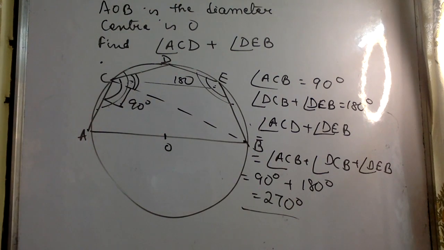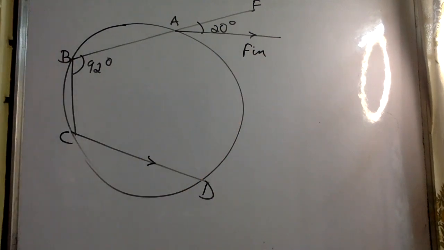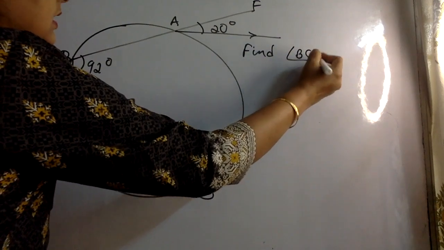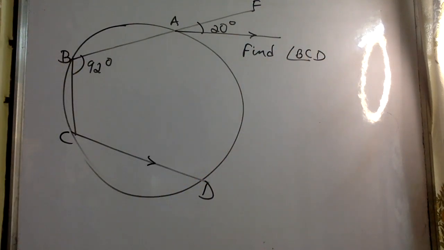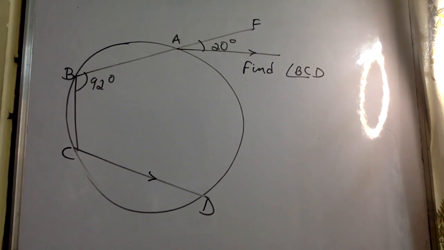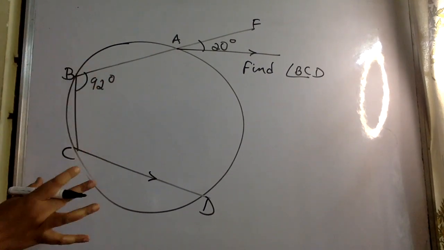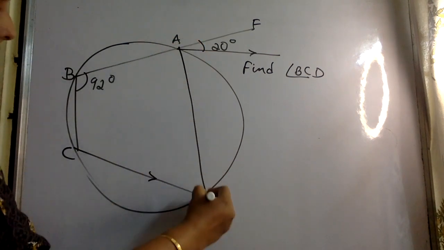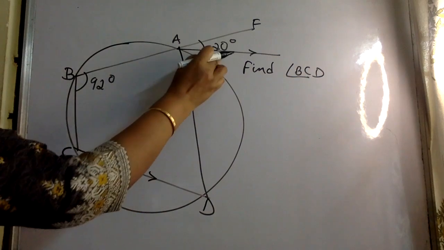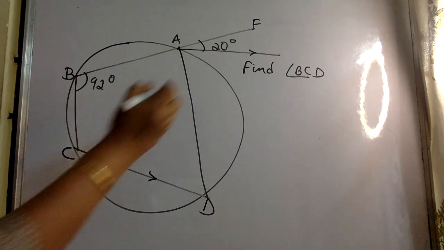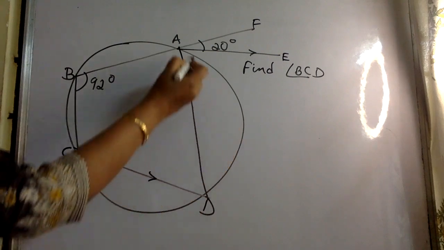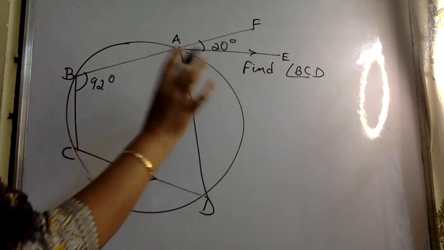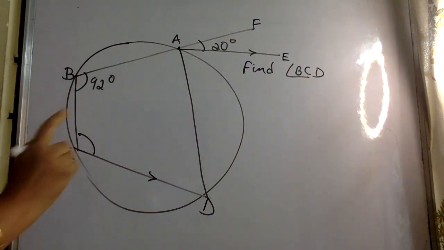Okay. Now this is a question which says find angle BCD. Here we have a figure like this in a circle where we'll have to join this also, where this line CD is parallel to AE. That is the only thing they have given us. This angle is 20 degrees, this is 92 degrees. And they want us to find angle BCD. BCD is this angle. Now how to find it?